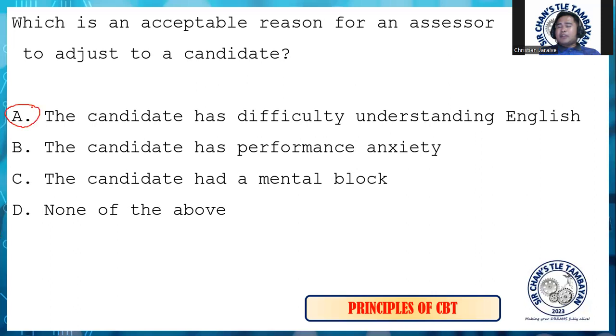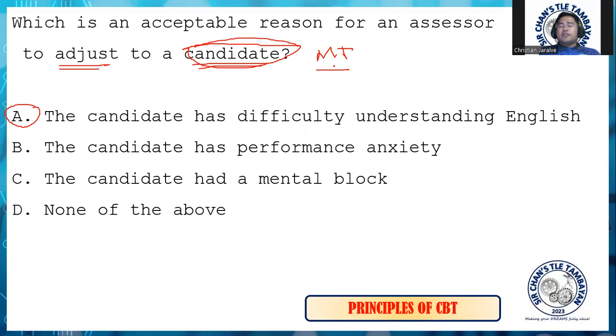Meron tayong tinatawag teachers na allowable allowance. No? In terms of your assessment, tapos yung candidate is hindi siya proficient in speaking English nor can understand fully English questions, that's the time that you are going to adjust bilang isang assessor. And the best way to adjust that language is to use mother tongue.